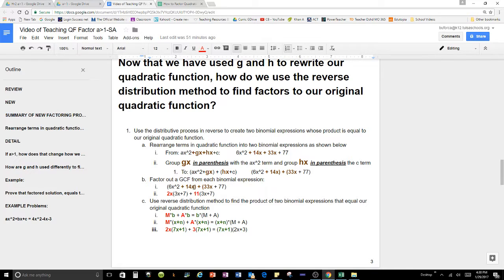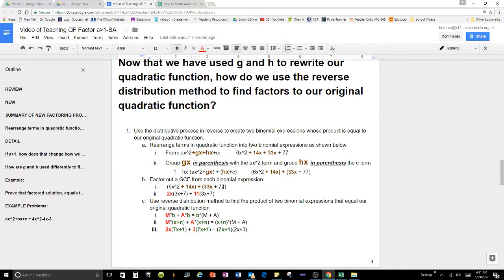And when you pull an x from this term, it's going to leave you with a number here. When you pull an x from this term, it's going to leave you an x. When you pull a 2 from this term, it's going to leave you a 7. And when you pull a 2 from this term, it's going to leave you a 3. Now, there's no other numbers that you can pull from both of these terms that are in common. So that's as far as you can go.